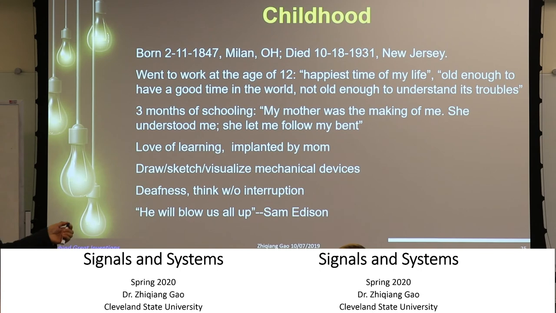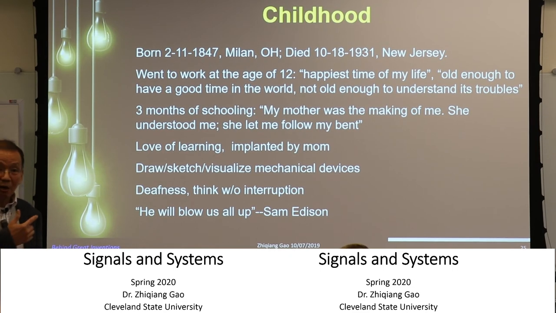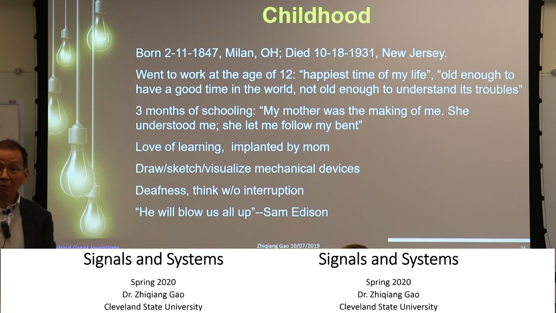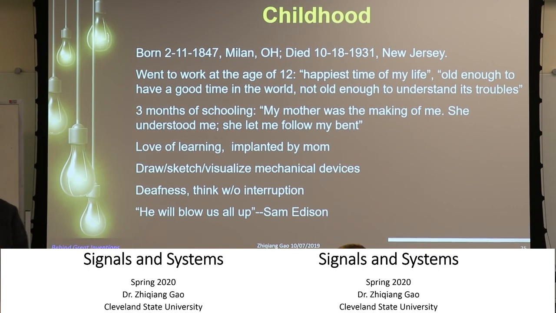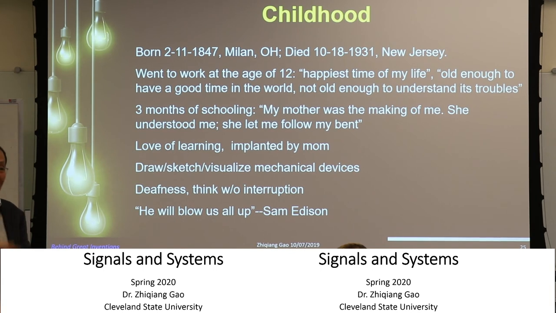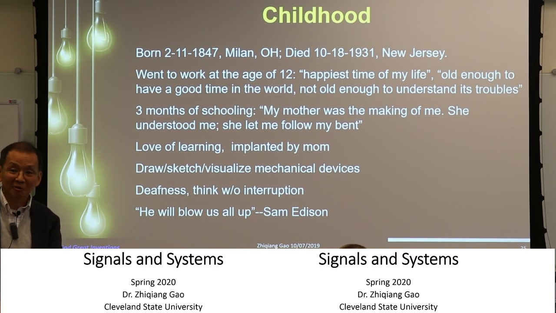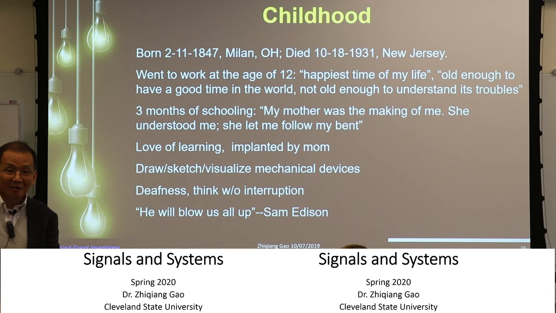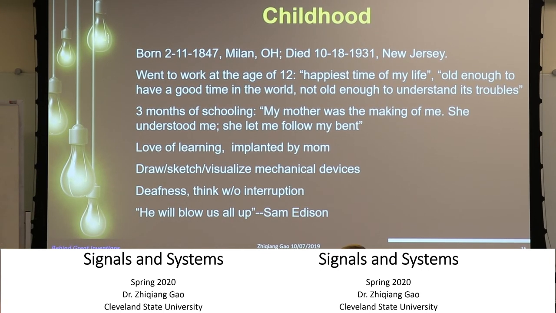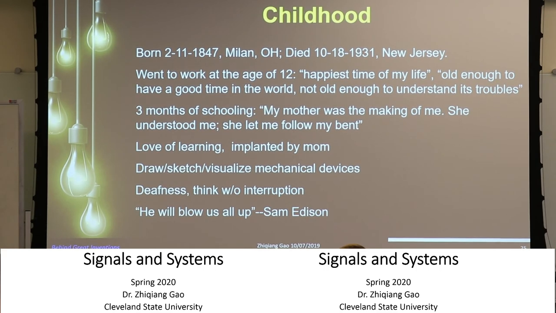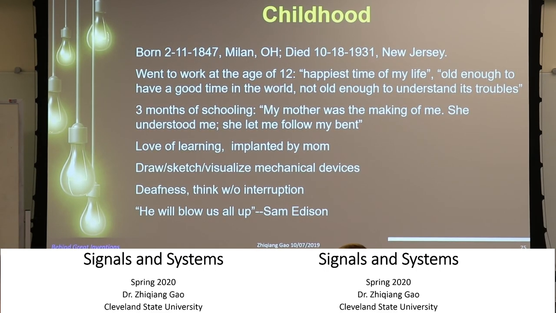He started working at the age of 12 on a train, selling newspapers. He liked to do experiments in his barn, on his father's farm. The farm is just a house and a barn. His father said he almost blew us all up. He was doing all these experiments, including chemical experiments on the train while he was working. There's a lot of stories about his background. So this is not a typical well-educated gentleman.